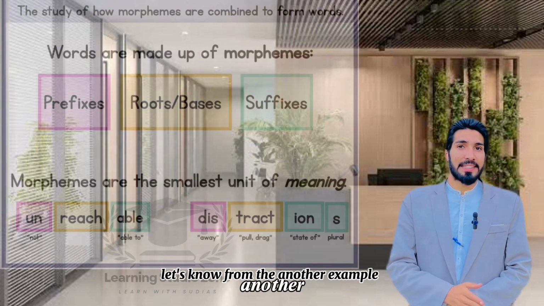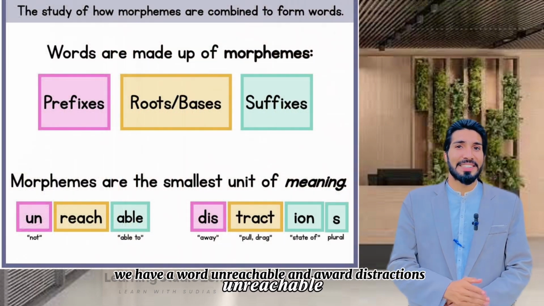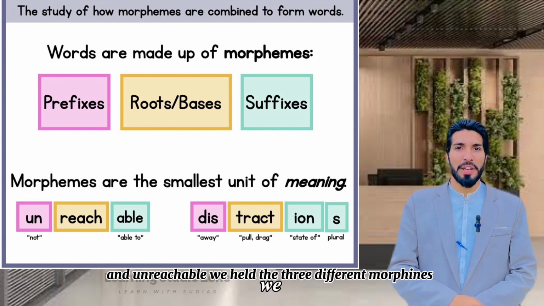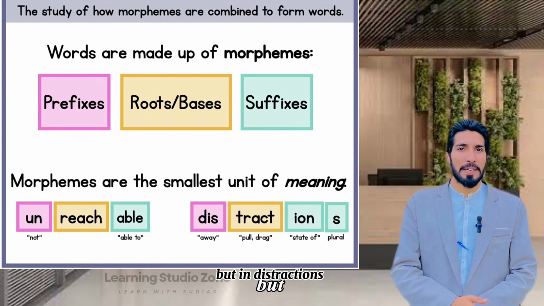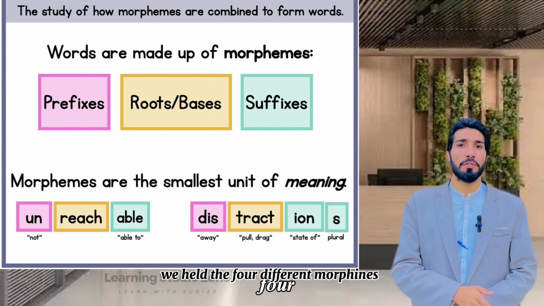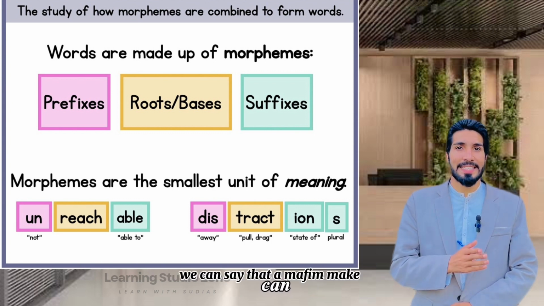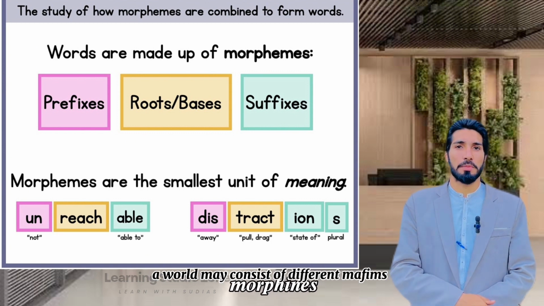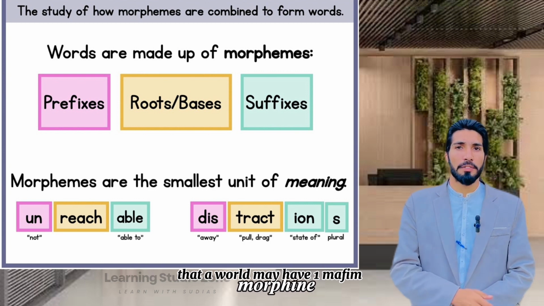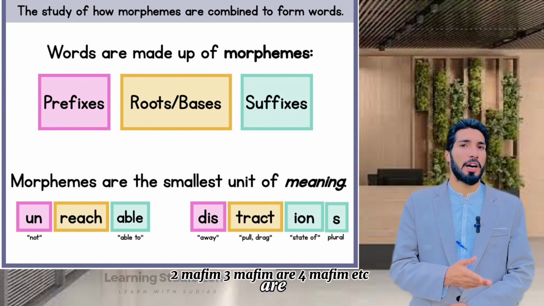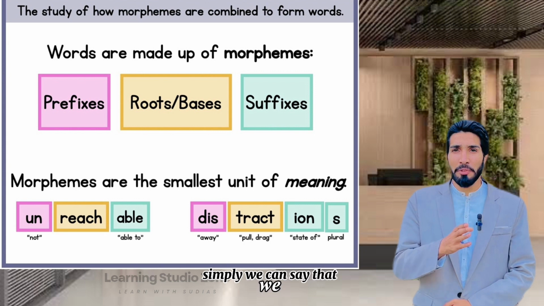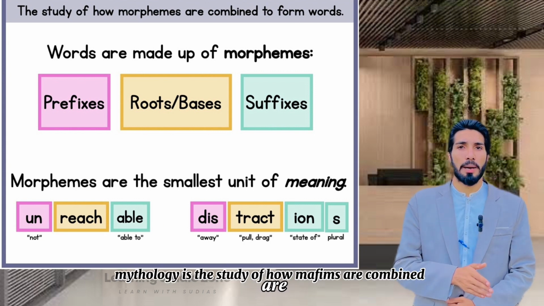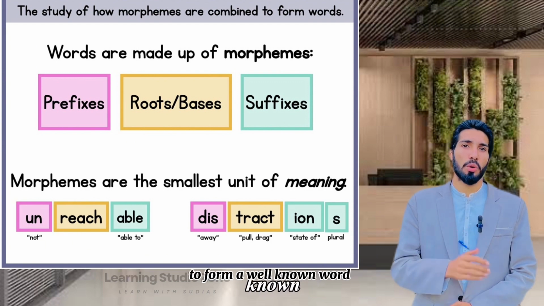Let's look at another example. We have the words unreachable and distractions. In unreachable, we have three different morphemes, but in distractions, we have four different morphemes. So we can say that a word may consist of different morphemes: one morpheme, two, three, or four morphemes, etc. Simply, morphology is the study of how morphemes are combined to form a well-known word.